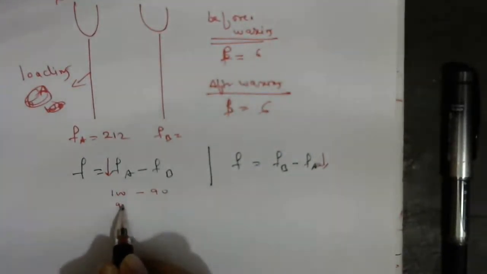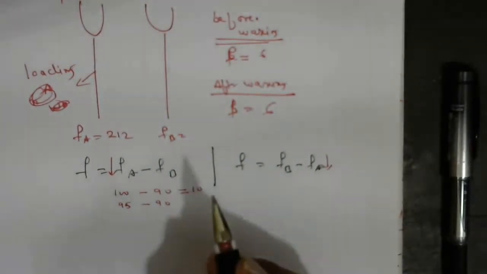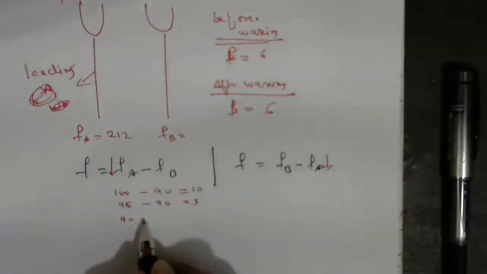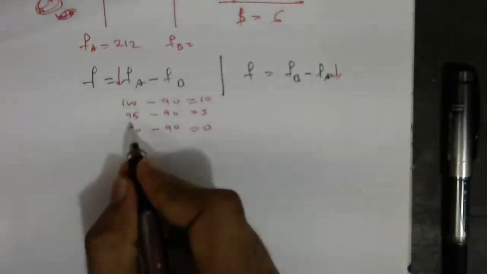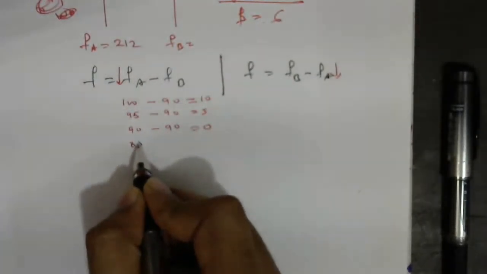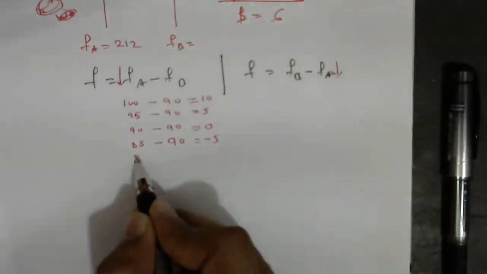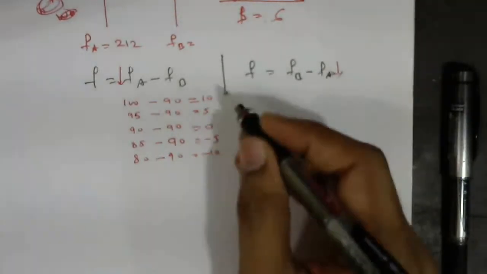Now 95 minus 90. This is equal to what? 5. Now 90 minus 90, what? 0. Now it is decreasing. 85 minus 90, how much? Minus 5. 80 minus 90, how much? Minus 10. Okay, fine.